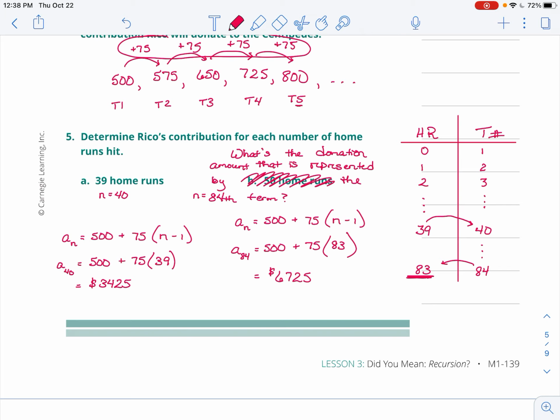It will be really easy to mix up terms and the in context things, especially once I ask you to do one that's not just a donation problem, because I feel like that's kind of what the book is focused on so far. But tomorrow we're going to get to more recursive and explicit, but then we're going to switch to, what am I trying to say? We're going to switch to geometric.